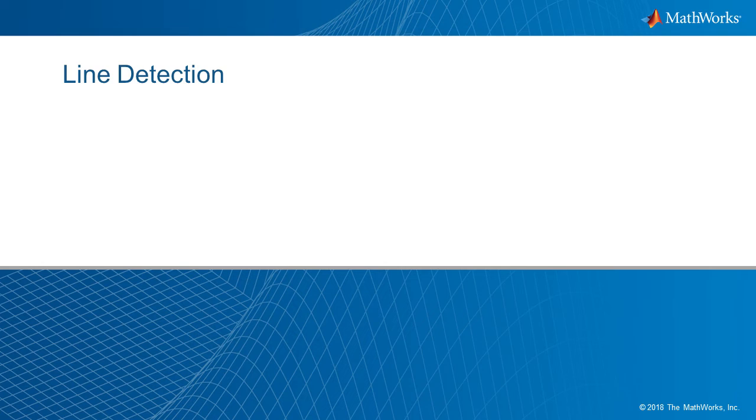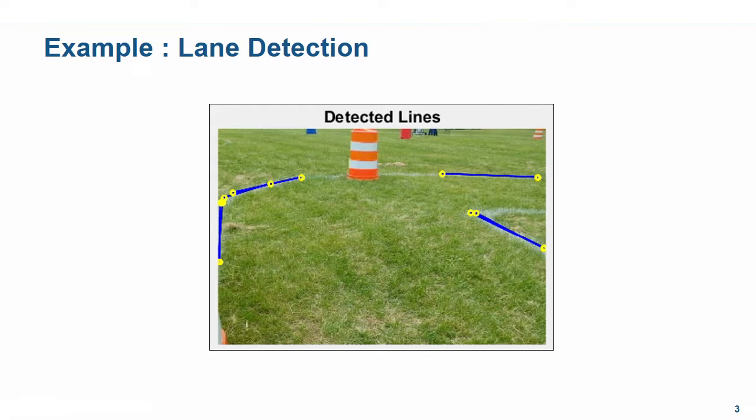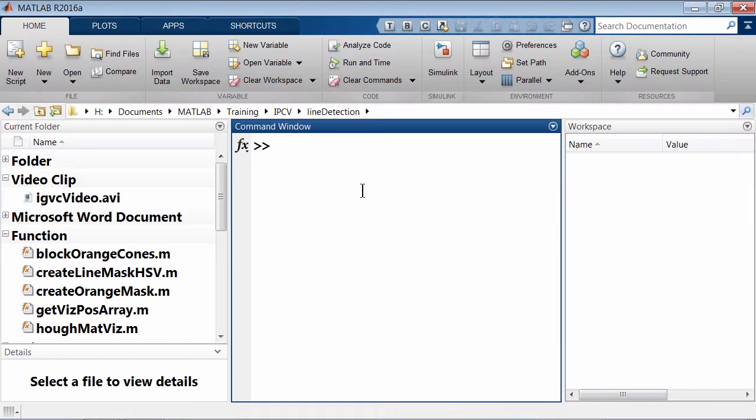In this video, we are going to learn how to detect lines. Specifically, we will use Hough transforms to detect lines. So we will talk about what the Hough transform is and how we can use it to extract line segments. We will use the example of lane detection. Let's switch to MATLAB to look at this.